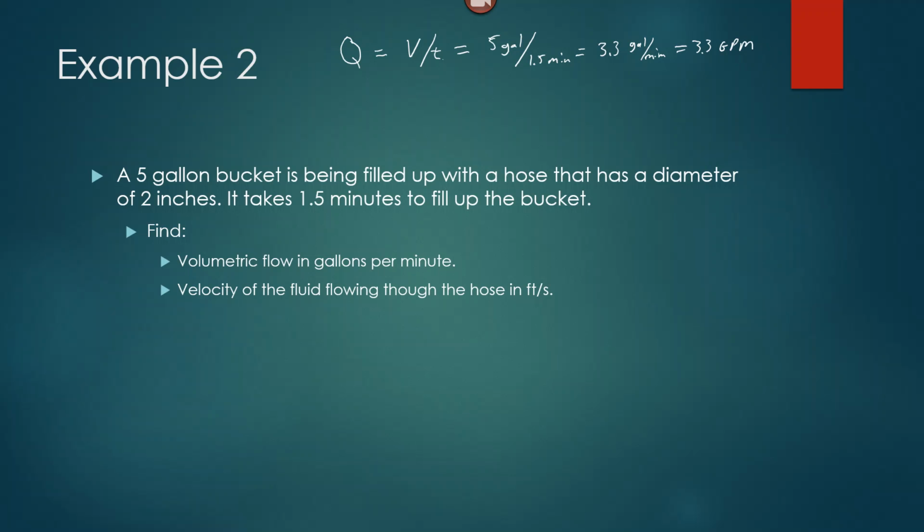So let's do a conversion here. 3.3 gallons per minute times 1 feet cubed divided by 7.48 gallons times 1 minute divided by 60 seconds. And we're going to get 0.00735 feet cubed per second.